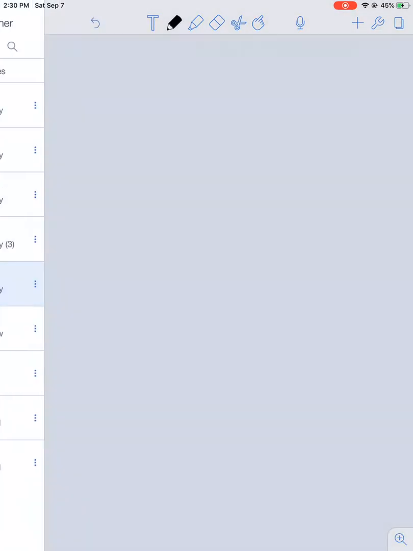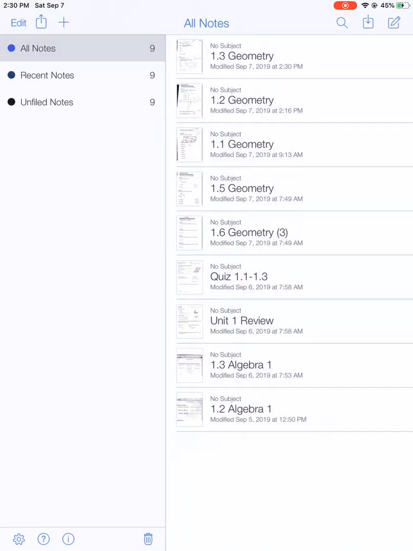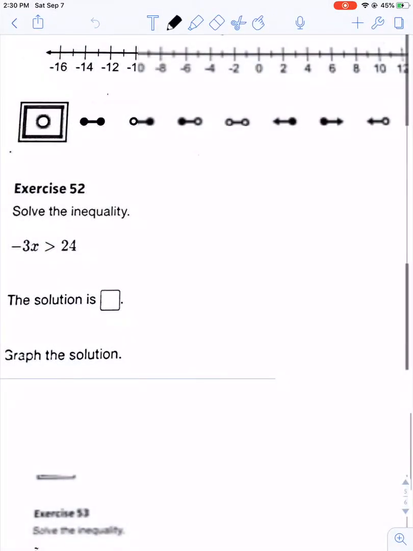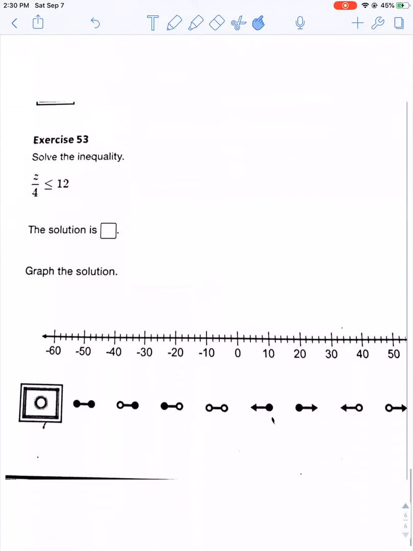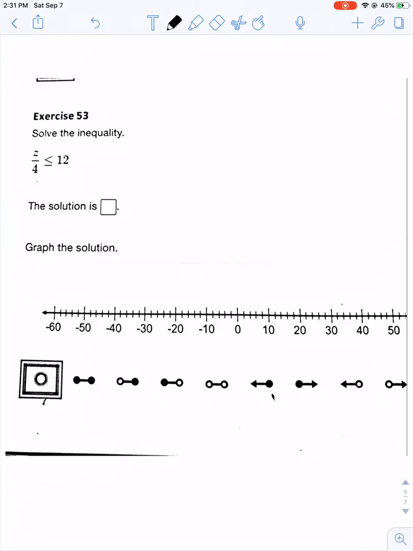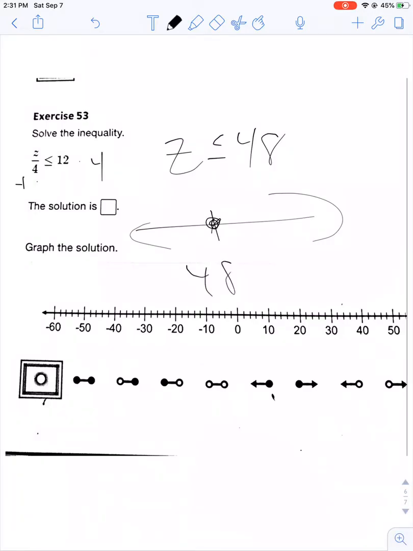Now, don't forget, when you divide by a negative, our sign flips. So it actually goes this way. So we are open at negative 8, arrow facing that way. And our last one. Multiply by 4, multiply by 4. That's 48. Go to 48. Closed. Arrow pointing that way. By the way, 48 is right here. It's this one. This one right here.